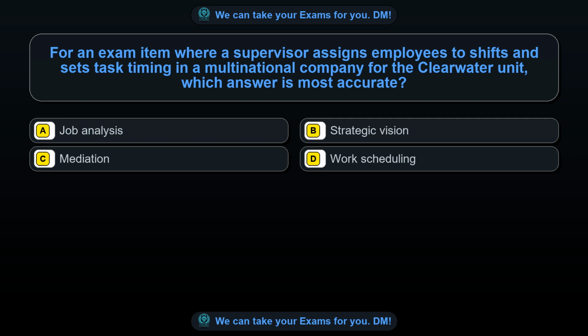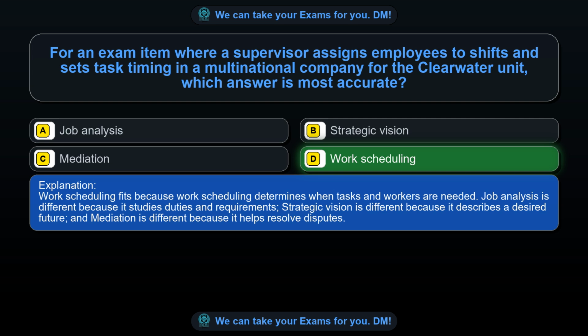Question 16. For an exam item where a supervisor assigns employees to shifts and sets task timing in a multinational company for the Clearwater unit, which answer is most accurate? Option A, job analysis. Option B, strategic vision. Option C, mediation. Option D, work scheduling. The correct answer is option D, work scheduling.